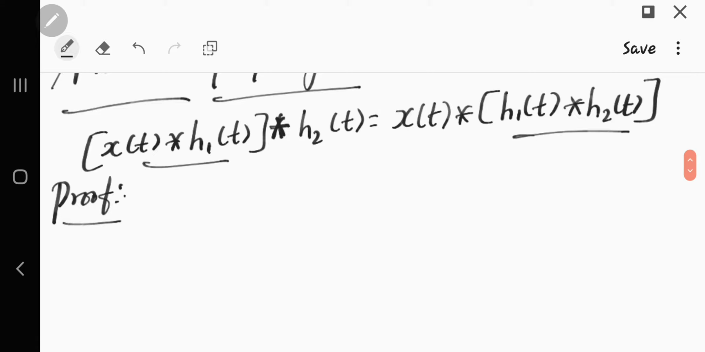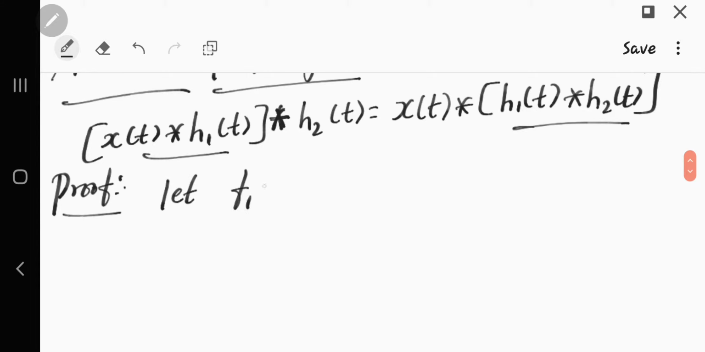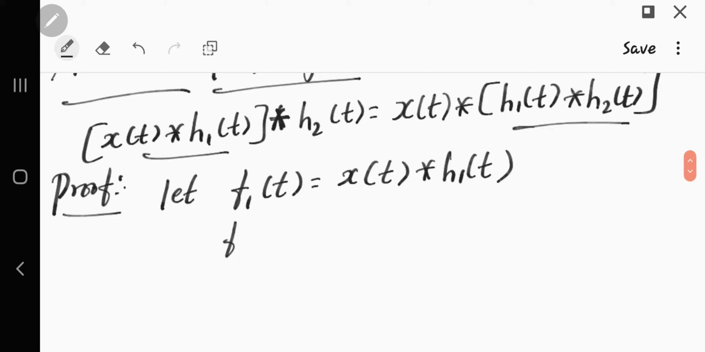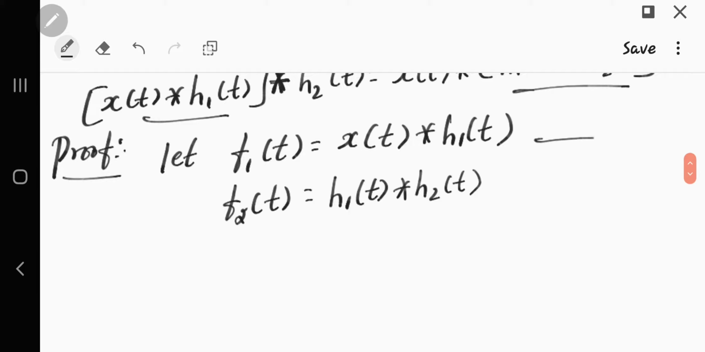So I will define these two terms with some other variable. Let f1 of t is equal to x of t convolved with h1 of t, and f2 of t is equal to h1 of t convolved with h2 of t. Okay. So call this equation 1 and call this equation number 2.